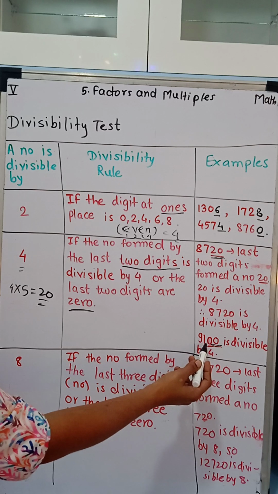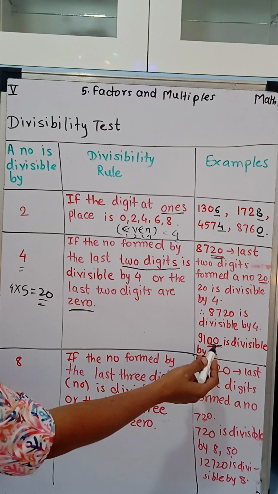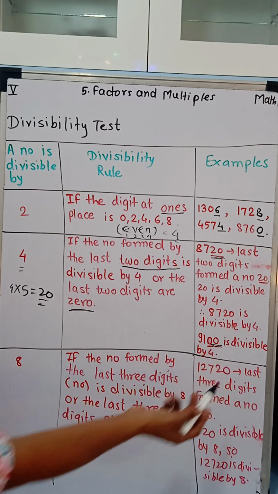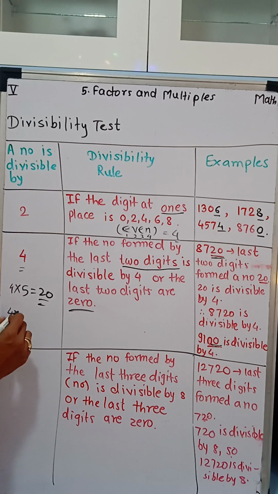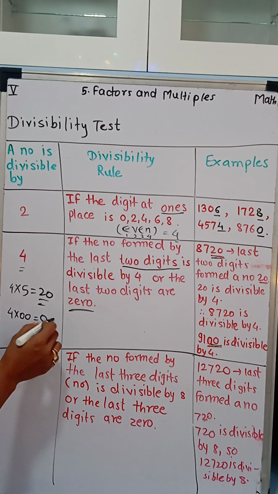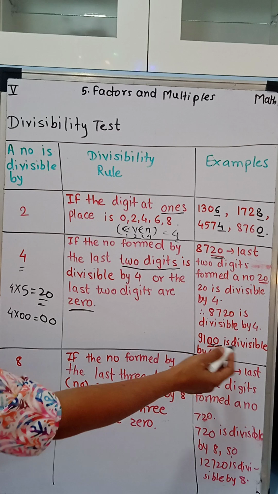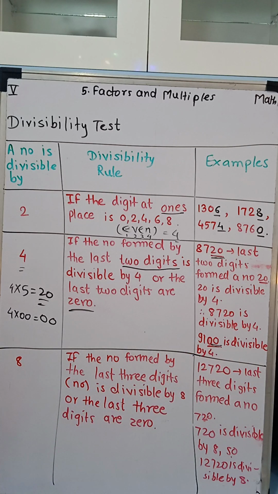Also 9100. The last two digits are 00. As we know, 4 into 0 is 0 only, so 9100 is also divisible by 4. No need to check further.